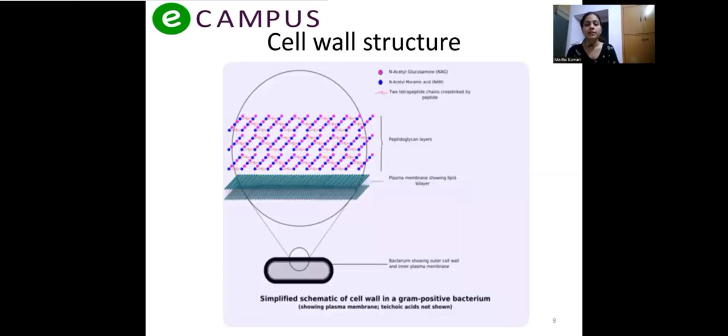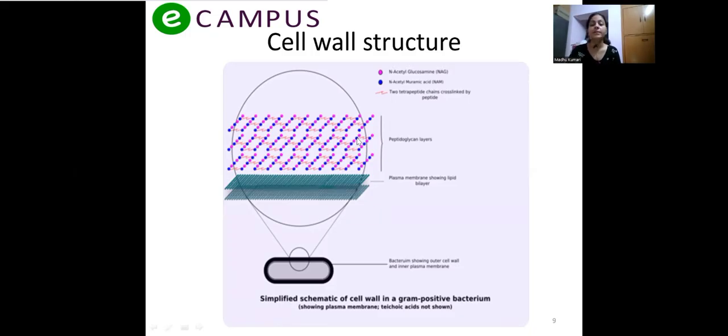So this is the cell wall structure of gram positive bacteria. See, this is the N-acetyl glucosamine. The cell wall is made up of NAG and NAM. NAG means N-acetyl glucosamine and NAM means N-acetyl muramic acid. NAG and NAM are joined with each other with two tetrapeptide chains that are cross linked by a peptide, right? And by this cross linking, they form a peptidoglycan layer.